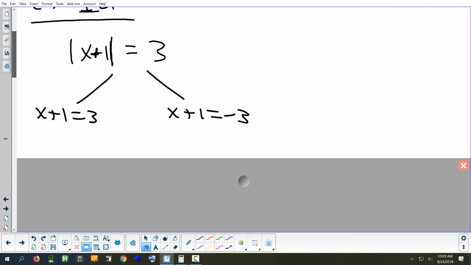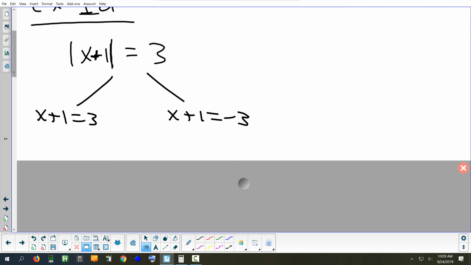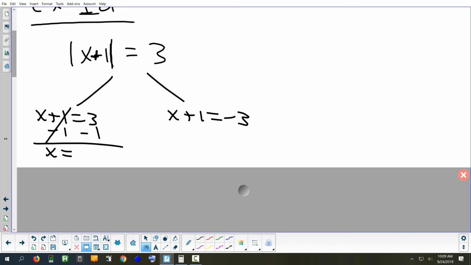So to get x by itself, how about Adriana? When I want to get x by itself here, how would I move this +1 to the other side? Subtract. Subtract how much? Yeah, exactly. We're going to subtract 1 from both sides. +1 minus 1 is gone. This one's easy. That's it, one step. We have to write down what x is here. X is 2.